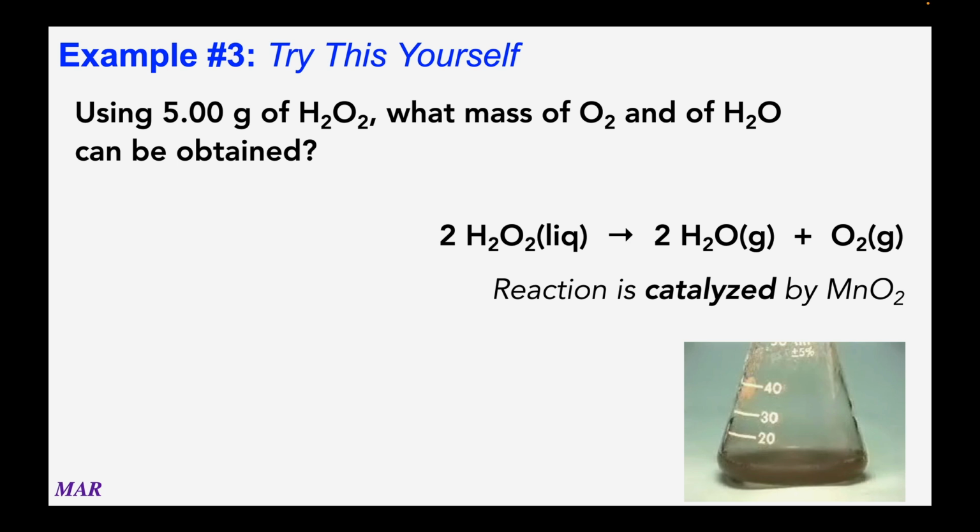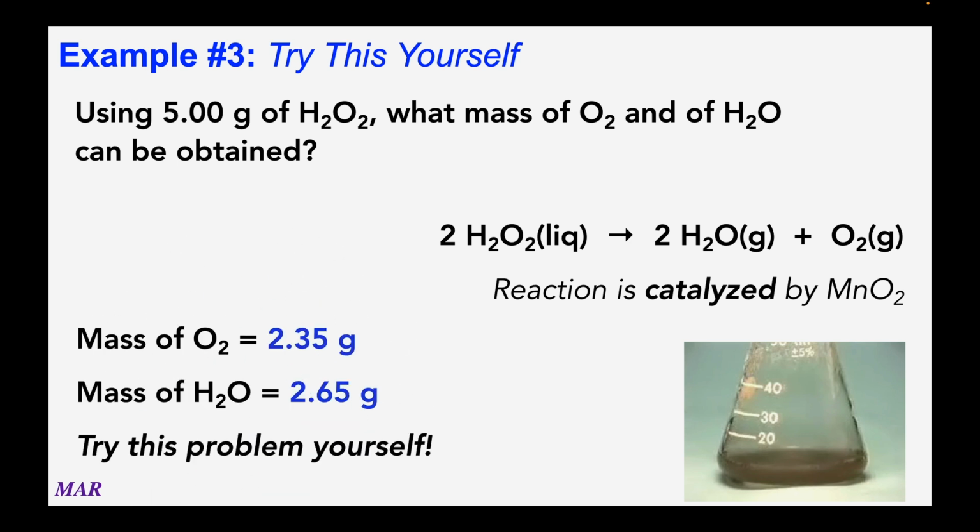When you do the oxygen, you could start it the same way. 5 grams of H2O2 to moles using molar mass. You would use 2 moles of H2O2 on the bottom for every 1 mole O2 on the top. When it's moles of oxygen, then you multiply by the molar mass of O2 to get the grams of O2. If you did this correctly, here are the answers. So again, try it yourself. You should get 2.35 grams of O2, 2.65 grams of water. So that's the answer you should get.